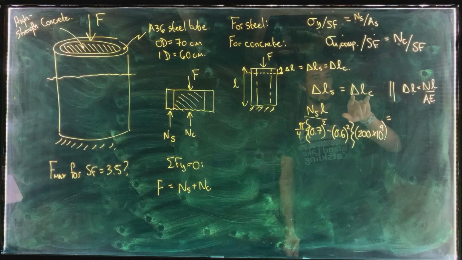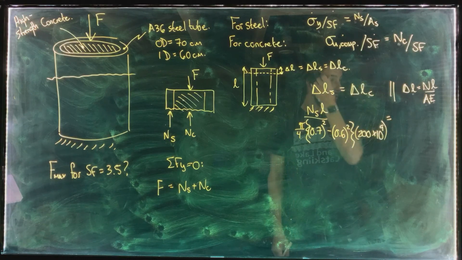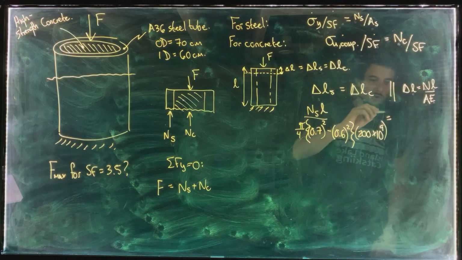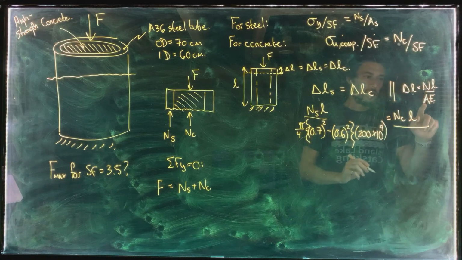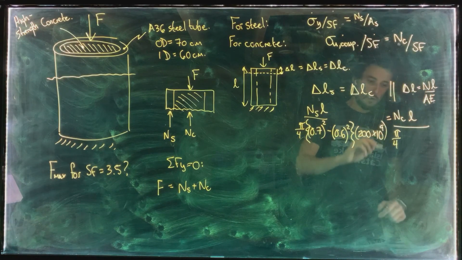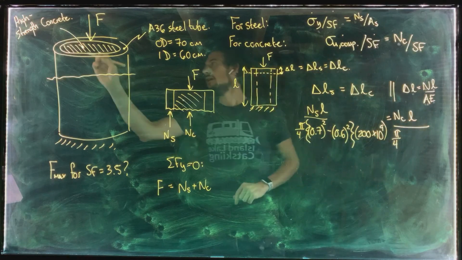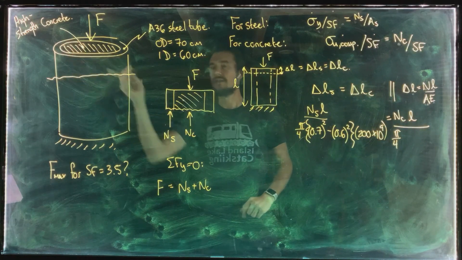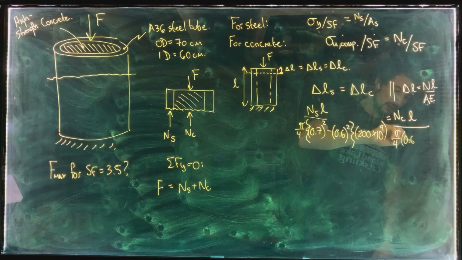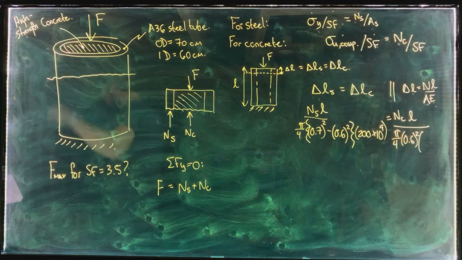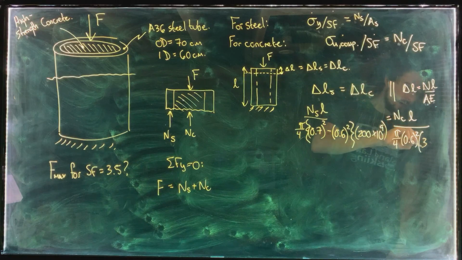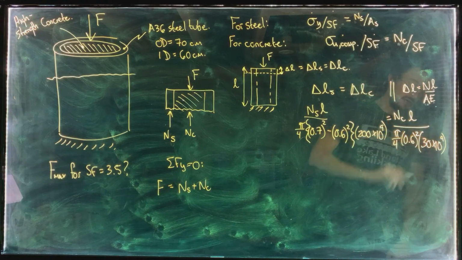Then equate this with the other side, delta LC. So change in length for the concrete is going to be the normal force in the concrete, NC. The length of the concrete, which we're just calling L. Cross-sectional area, pi over 4. The diameter, so if the inner diameter of the steel is 60 centimeters, that's going to be the diameter of the concrete. So you've got 0.6 squared. And then the modulus of elasticity for high-strength concrete from the table is 30 gigapascals. So we've got 30 times 10 to the 9.